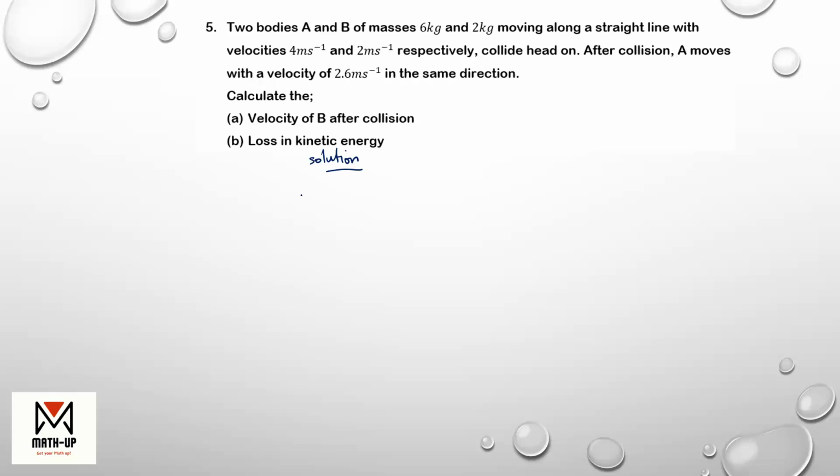Let's look at number 5. It says two bodies, A and B, of masses 6 kilograms and 2 kilograms, moving along a straight line with velocities 4 and 2, respectively, collide head-on. And after a collision, A moves with a velocity of 2.6 in the same direction. How can you press that function in a calculator?